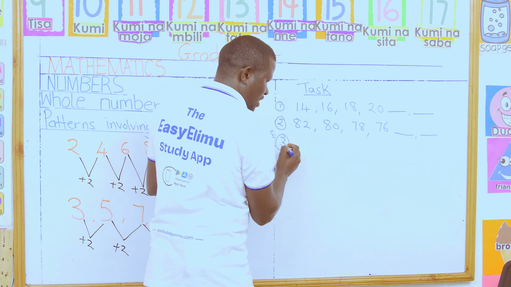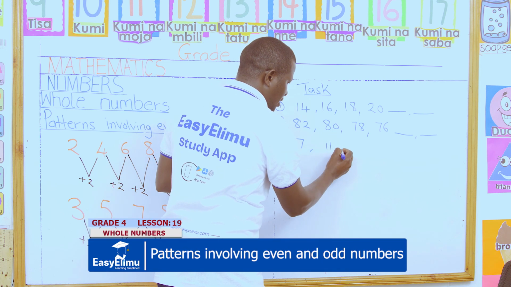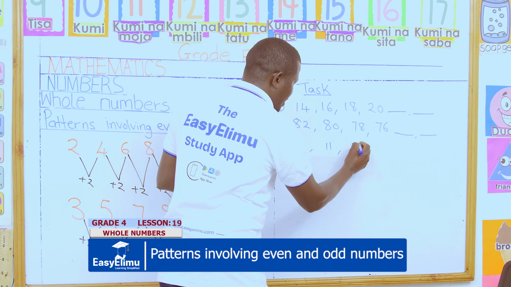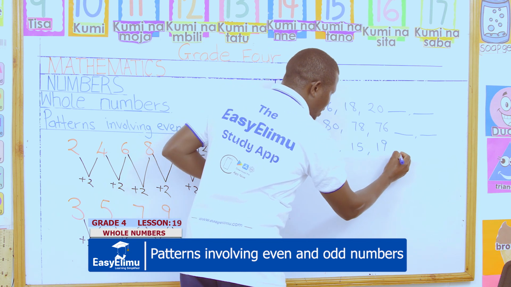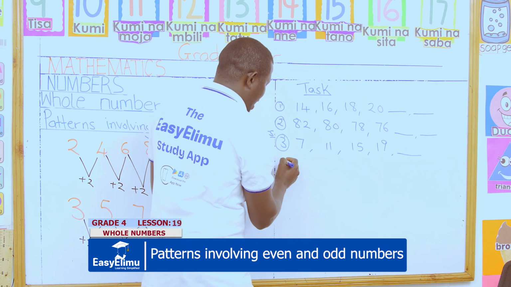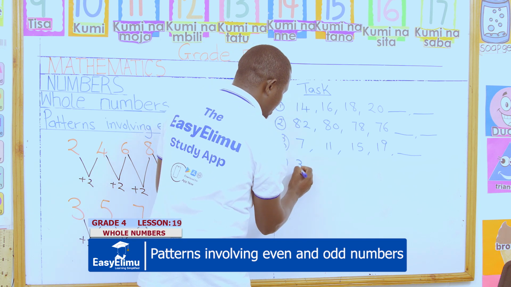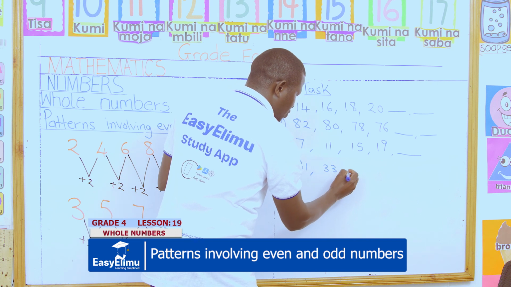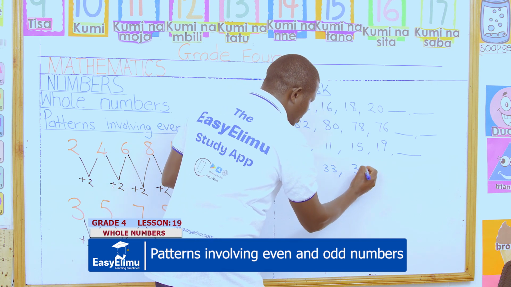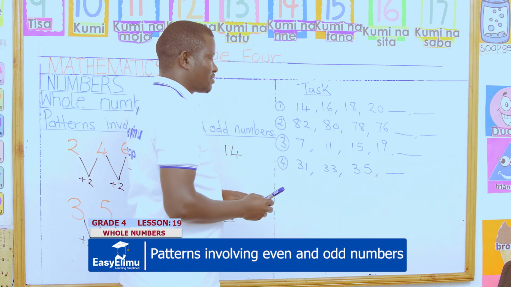We also have this other one, number 3: 7, 11, 15, 19. Give me the next number following. And the last task for us is 31, followed by 33, followed by 35. What is the next number? That is the task for us.